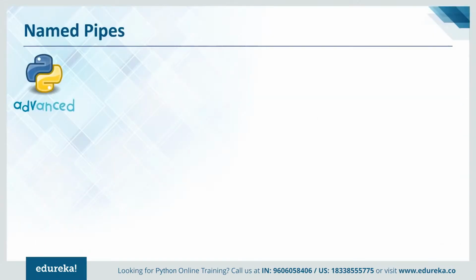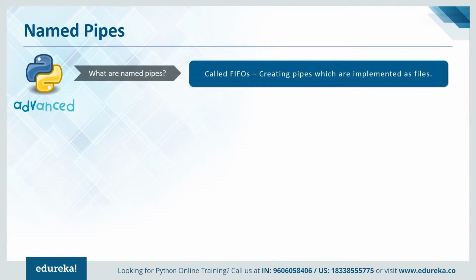So guys, the last concept for today is named pipes. Well, under Unix as well as Linux, it is possible to create pipes which are implemented as files. These pipes are called named pipes or sometimes FIFOs. What is a FIFO? First in, first out. So a process reads from and writes to such a pipe as if it were a regular file. Sometimes more than one process writes to a pipe, but only one process can read from it at a time.